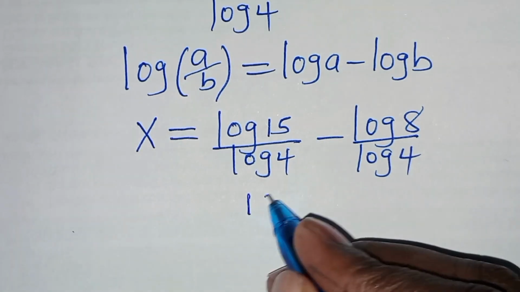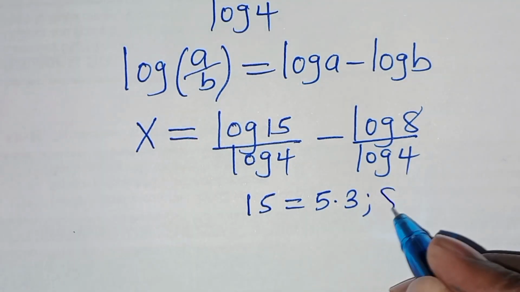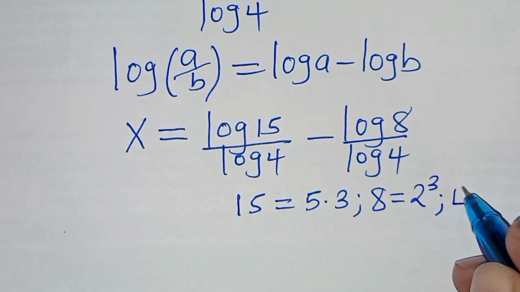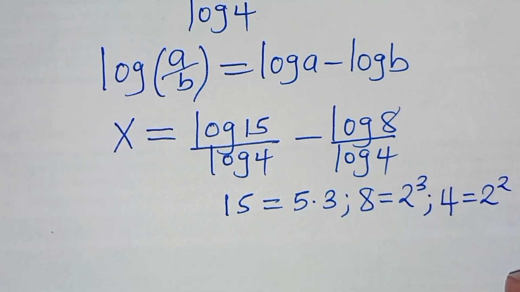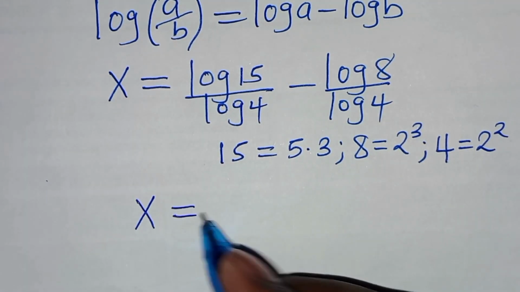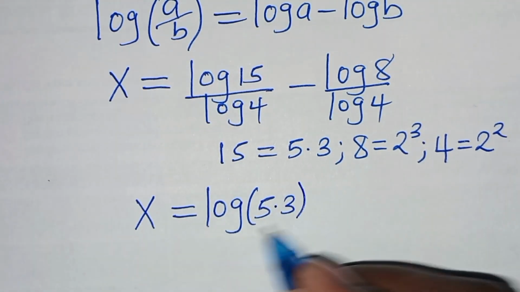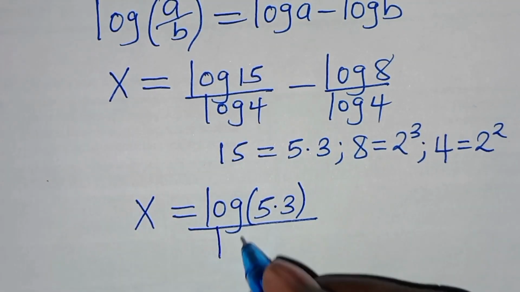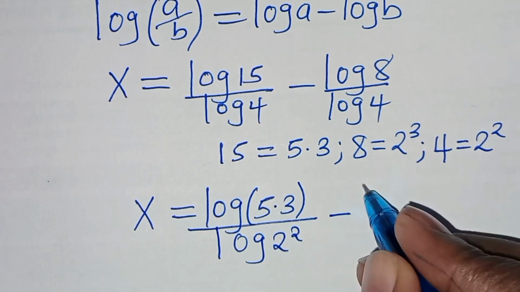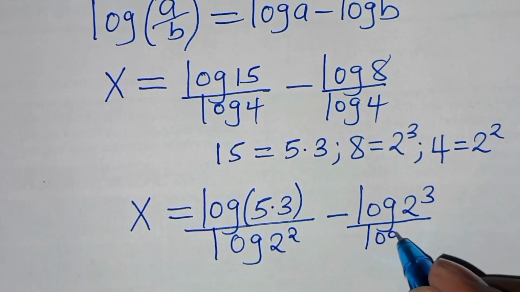We can express 15 as 5 times 3. We can express 8 as 2 to the power 3. And we can express 4 as 2 to the power 2. So substituting this, we'll have x equal to log 5 times 3 divided by log 4, which is log 2 to the power 2, then minus log 8, which is log 2 to the power 3, divided by log 2 to the power 2.